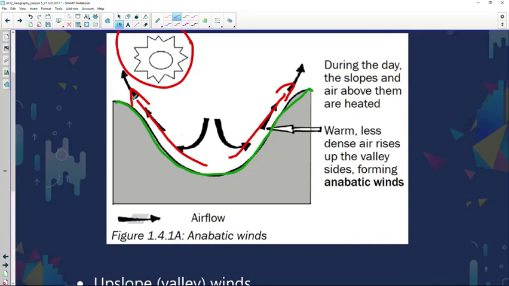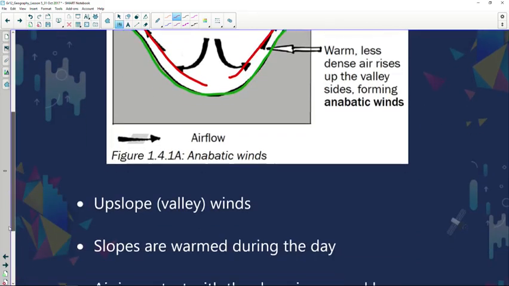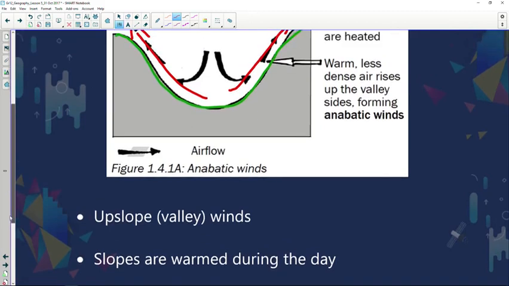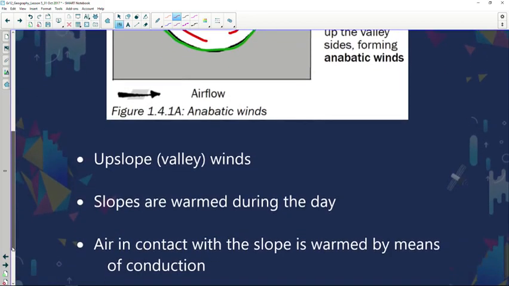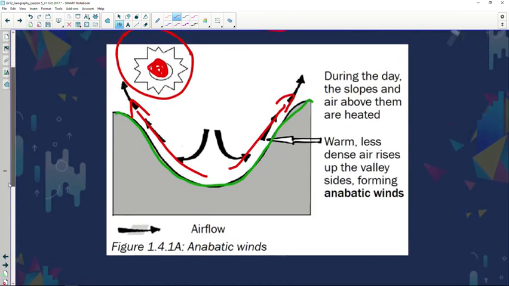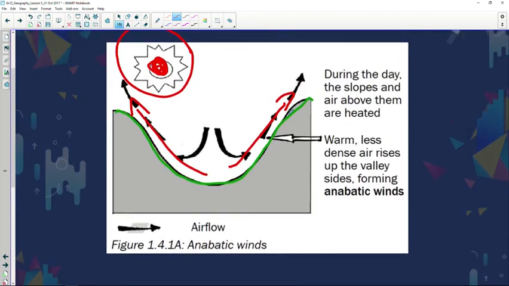Now, if you quickly look at a couple of characteristics, it's upslope valley winds, as you can see over there in the diagram. If you look at the second point, the slopes are being warmed during the day. Why is it being warm during the day? Because you have your sun over there. And thirdly, what's quite important, how does this air warm up? What makes it rise?